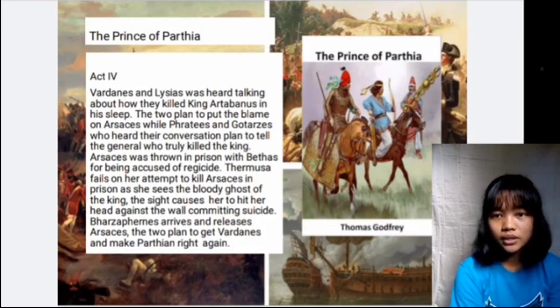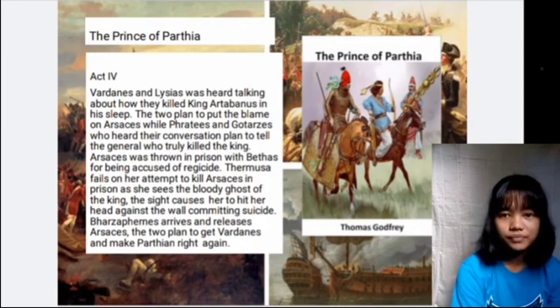Thermosa fails in her attempt to kill Arsaces in prison as she sees the bloody ghost of the king. The sight causes her to hit her head against the wall, committing suicide. Baza Pernes arrives and releases Arsaces. The two plan to get Vardanes and make Parthia right again.